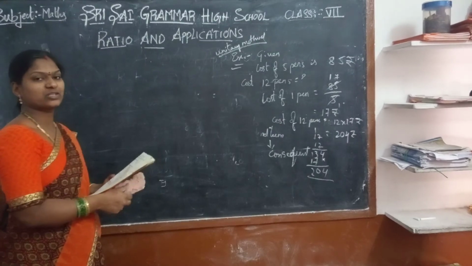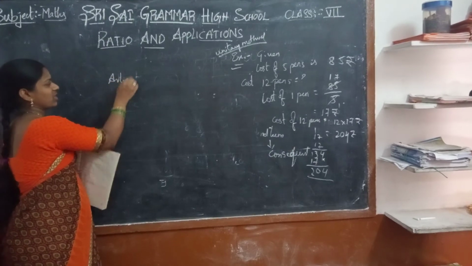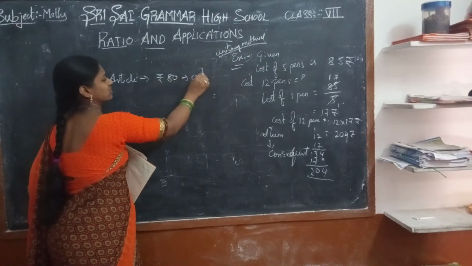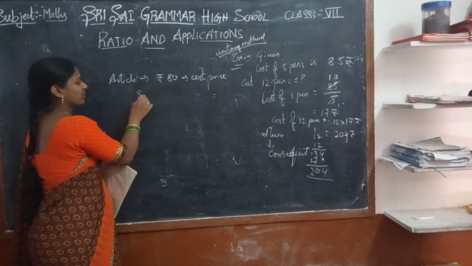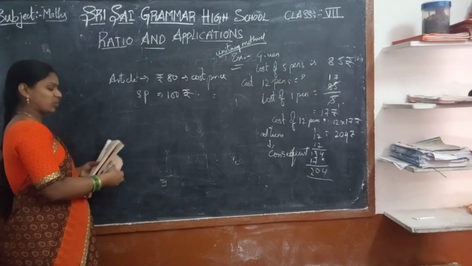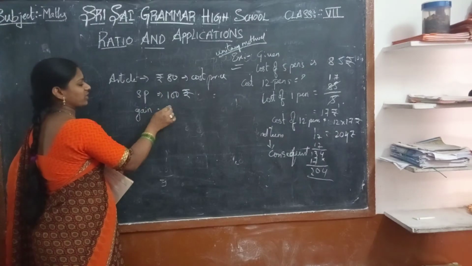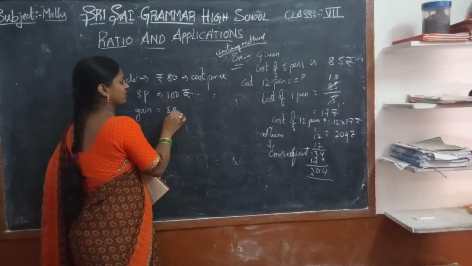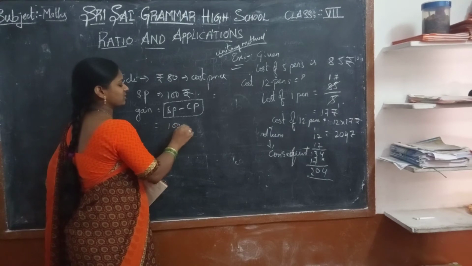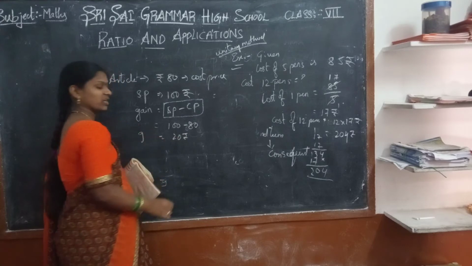To find the percentage, we know the article value: it costs 80 rupees, that is the cost price, and the selling price is rupees 100. What is the gain percentage they are asking? The formula for gain is selling price minus CP. So 100 minus 80 is 20 rupees. Gain is 20 rupees.